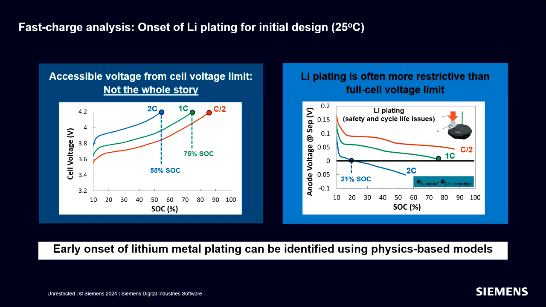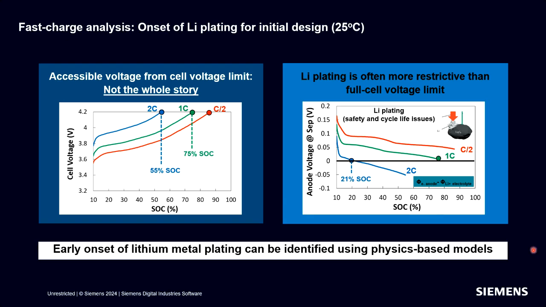In many cases, lithium plating is more restrictive than the full cell voltage limit, and this is why physics-based models are so critical, because one really needs to understand the internal physics of the battery cell in order to evaluate the true fast charge limit. If we didn't have the physics-based model of the battery cell, we'd only see that it goes to 55%. So this is the whole cell voltage. We'd be going well past the state of charge at which lithium plating may start to occur.